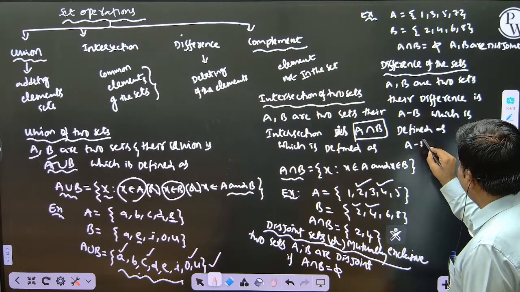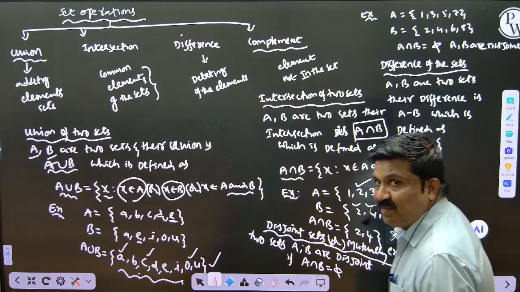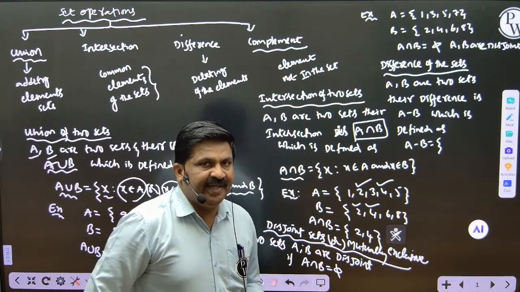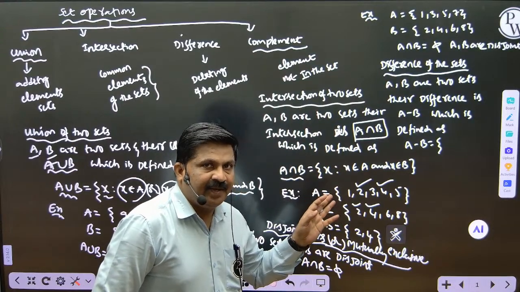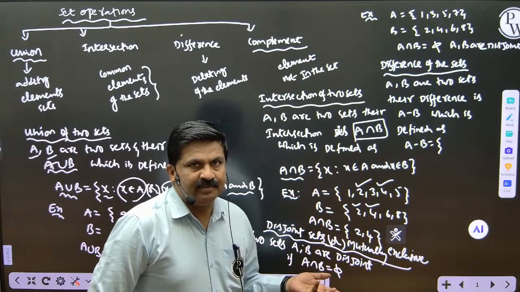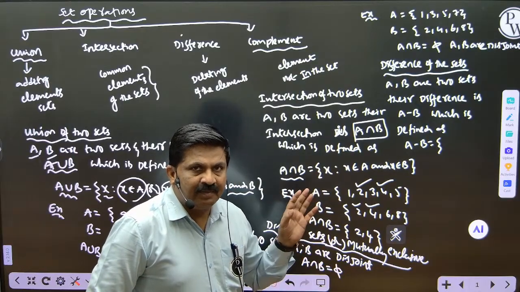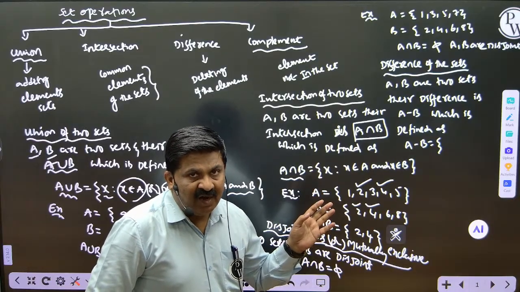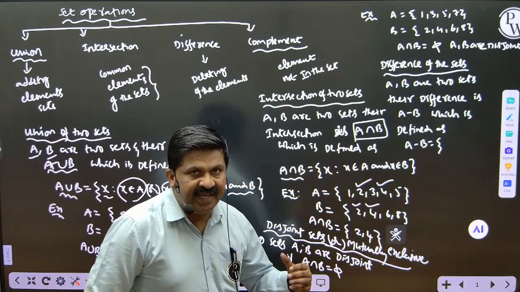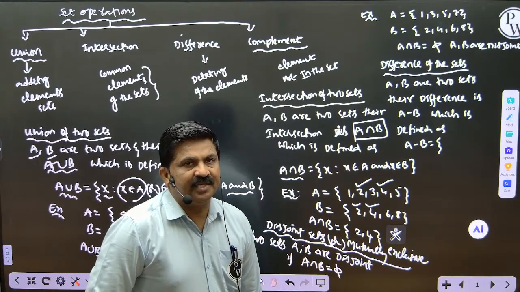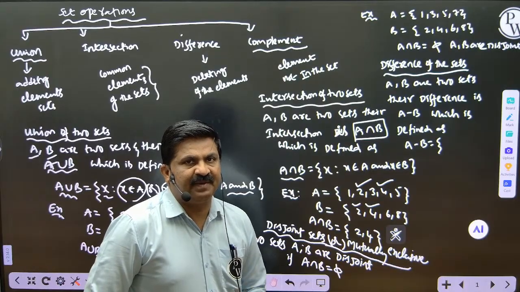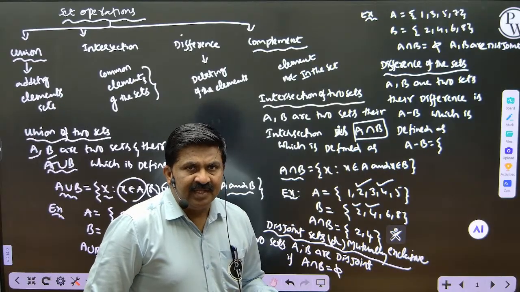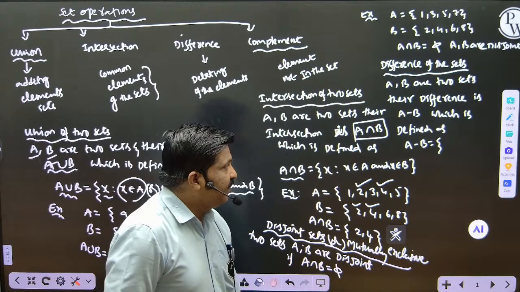like this. You write A minus B. So what is the meaning of A minus B? A minus B means from set A, you delete the elements of B. After that, whatever elements are left in A give A minus B. After deleting the elements of B, the rest of the elements give A minus B.